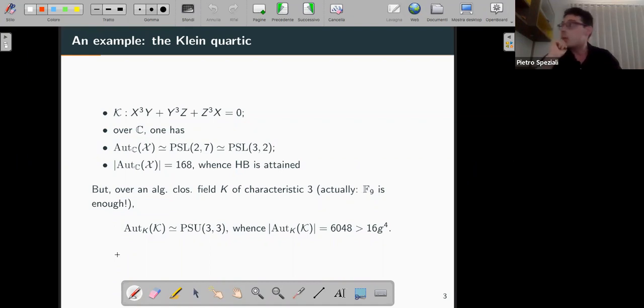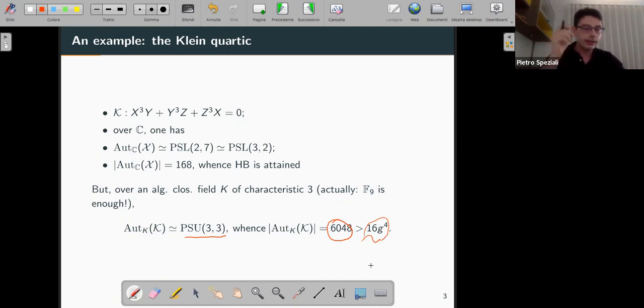So we start to think, well, in this case, I might have more subgroups. And this is actually what's happening. In this case, this curve admits PSU(3,3) as automorphism group, which has this size, 6,048, which is a lot bigger than 16 times genus to the 4th. I know that this might sound a bit arbitrary, but keep in mind this bound because it will play a role later.